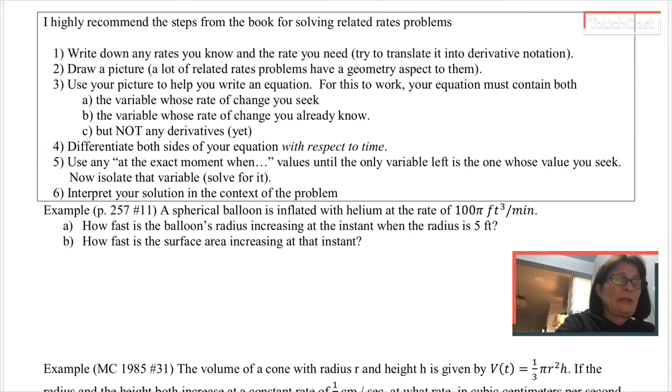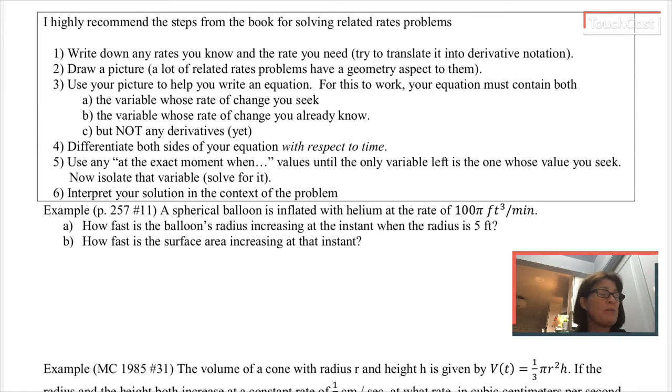If you're asked to solve a related rates problem, which you're going to start to notice because you're going to be asked a question about how something is changing at a particular moment, and especially if you're asked how something is changing with respect to some kind of variable, usually time, that is not the variable already in your function. So in these steps, try to write down the rate you need, the rate you're seeking, and any rates you already know. And especially if you can write them using derivative notation, dV/dt or dr/dt, that's going to really help you piece together the equation you're going to need.